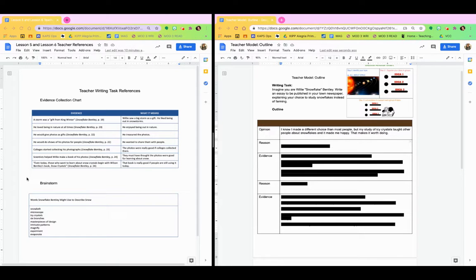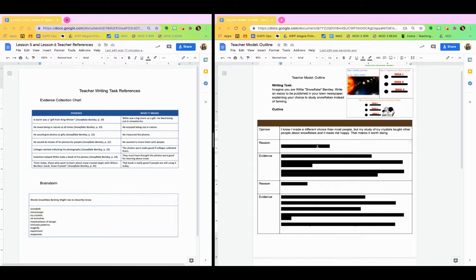Step 2. Every opinion needs reasons. Reasons explain why an opinion is true or why the person believes the opinion. I'm going to write down 2 reasons, but you can have more than 2 reasons for your outline. I think Willie would say his work was worth it because it taught other people about snowflakes. I also think he would say his work was worth it because it made him happy. Those are my 2 reasons.